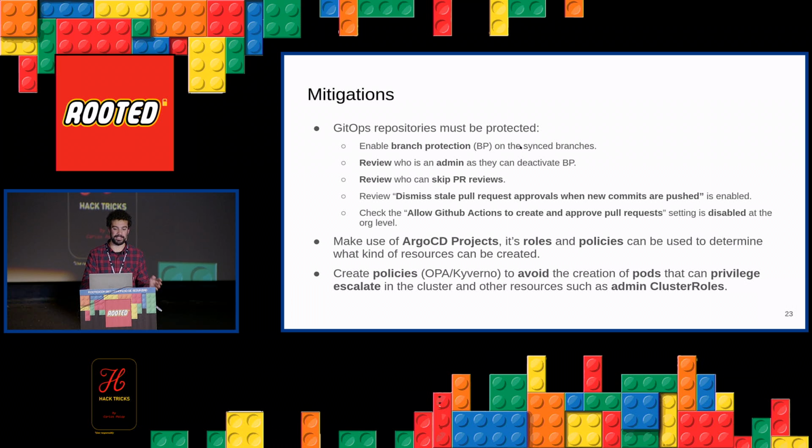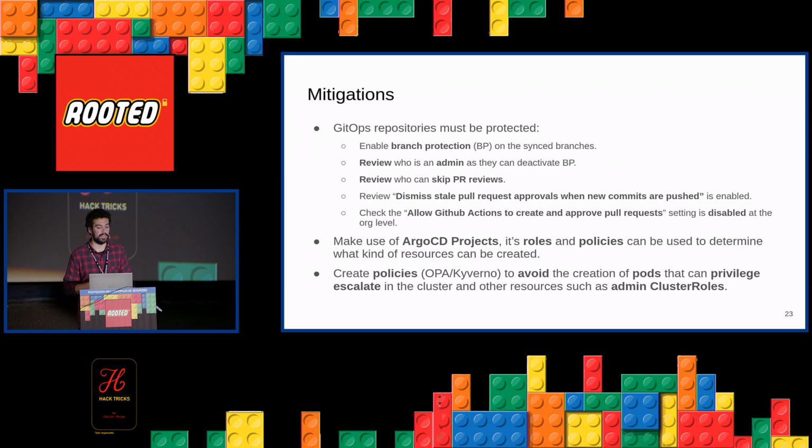Mitigations for this are pretty much the same: branch protection, all of that. One that's cool is Argo CD projects. This allows us to create roles and policies of what kind of thing Argo CD can create. And also, there are policy agents in Kubernetes that you can use. They're technically called admission controllers, I believe.